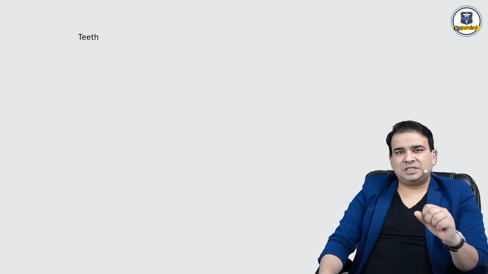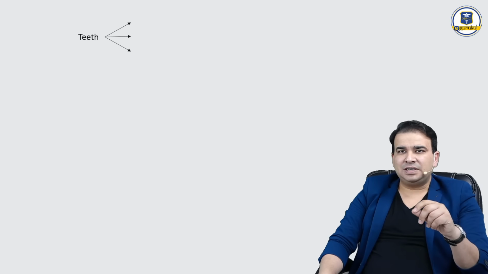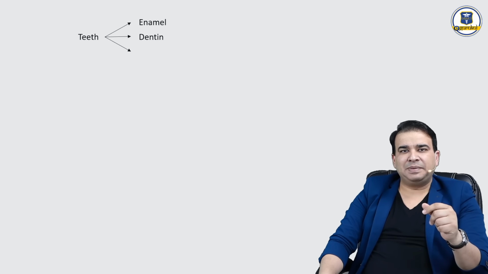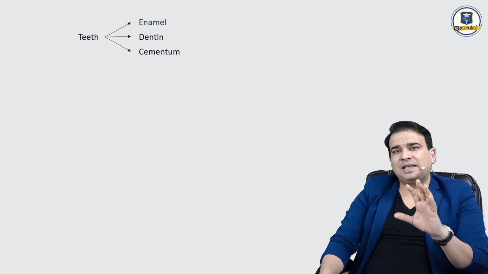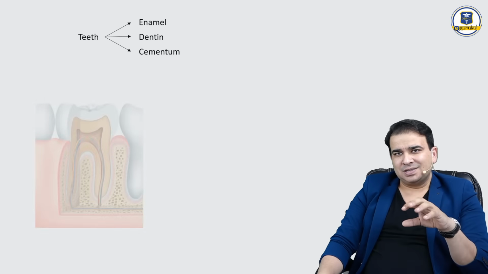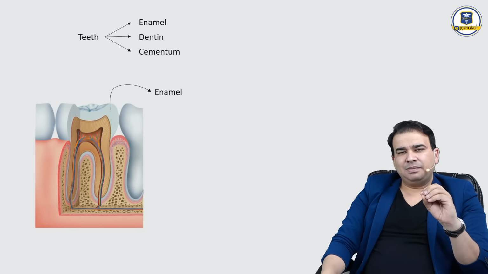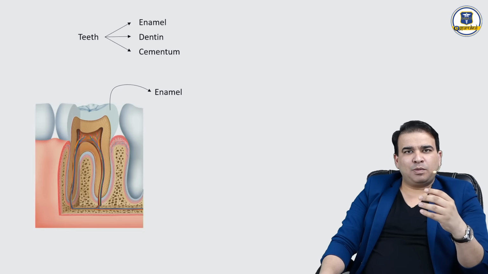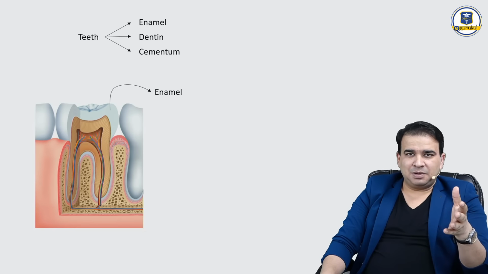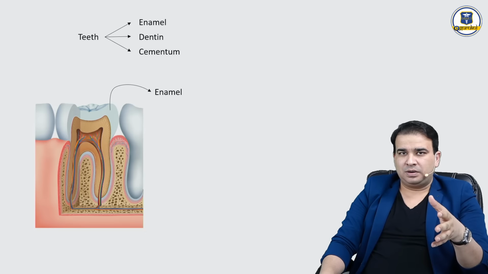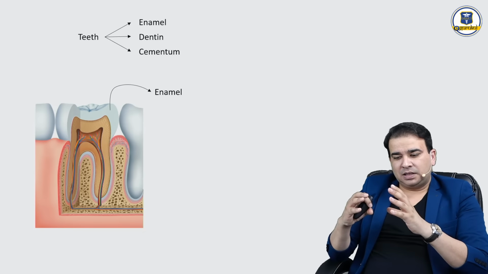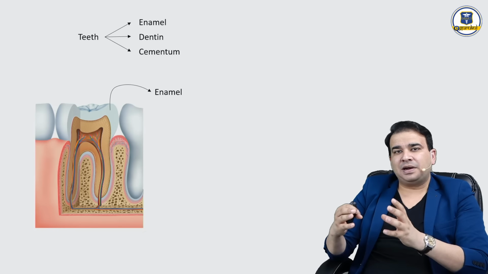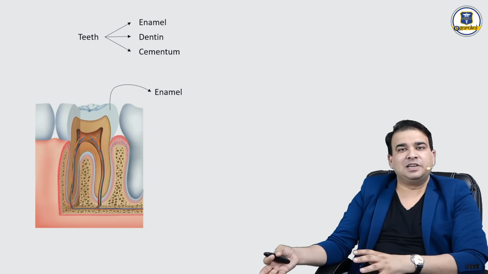So let's talk about the teeth. The teeth we can broadly divide into 3 layers: the enamel, the dentine, and the cementum. And because we're talking about the lining epithelium, let us focus only on the enamel part. Now, as you can see in this picture, the reason I want to tell you about the enamel is in the lining epithelium, because unlike bone, which is derived from the connective tissue, the enamel is actually derived from the mineralization of the epithelium only.